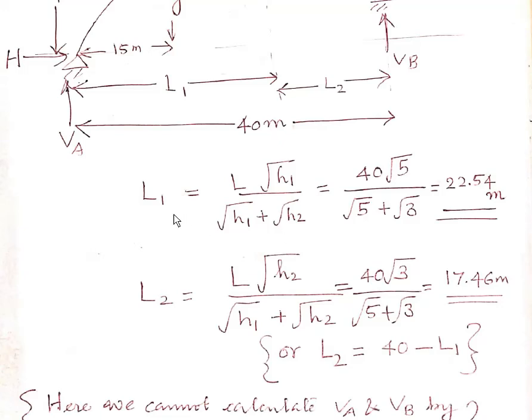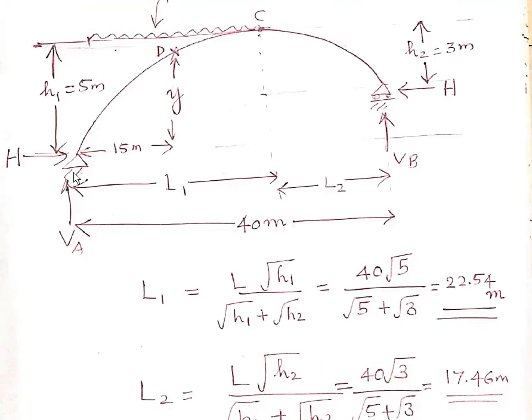Okay, so here L is equal to 40, H1 is equal to 5 and H2 is equal to 3. So substitute the values of L, H1 and H2 and get the value of L1 in this question. After substituting the values of L, H1 and H2, we are getting the value of L1 is equal to 22.54 meter. That is the horizontal distance between the springing point A and the crown is 22.54 meter.